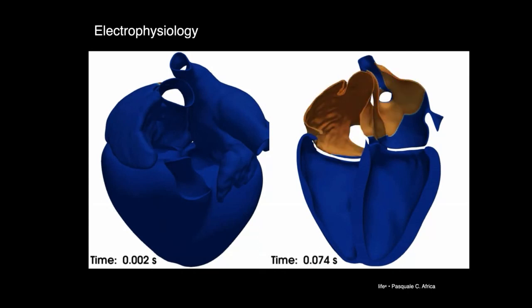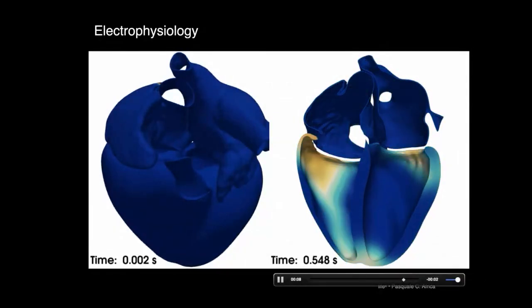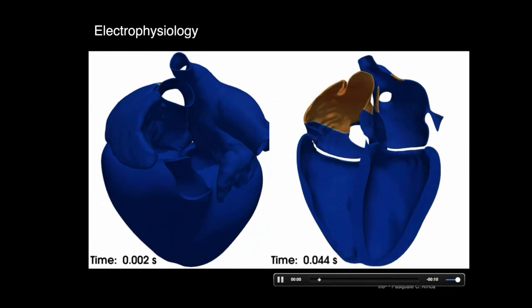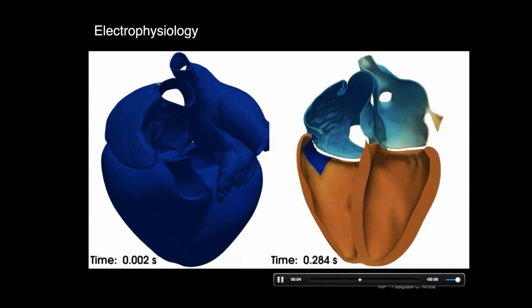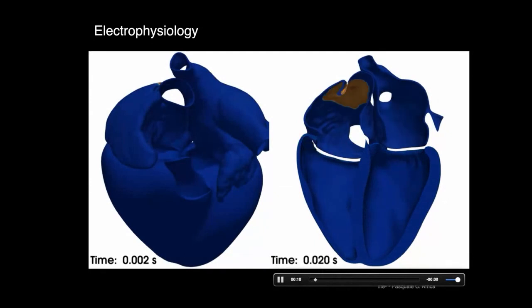Here you see the electrophysiology. You see the electrical stimuli that is originated at the sinoatrial node that it propagates into the complete heart, right? So the blue, that area is not yet activated electrically. When you see a color different than blue, it means that you already have an electric potential there. So this is obtained by mathematical equations.